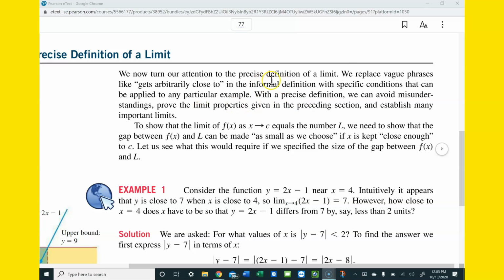All right, so we're going to replace the vague expressions like "gets arbitrarily close," or what I like to say is "gets closer than you can possibly imagine," in the informal definition with specific conditions that can be applied to any particular example. With a precise definition, we can avoid misunderstandings, prove the limit properties given in the preceding section, and establish many important limits.